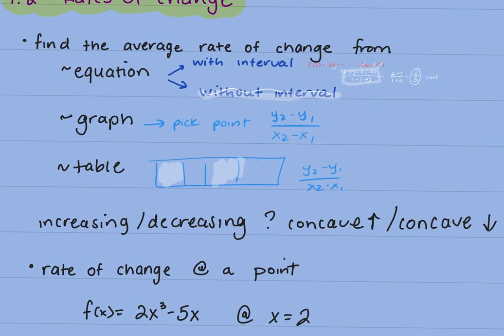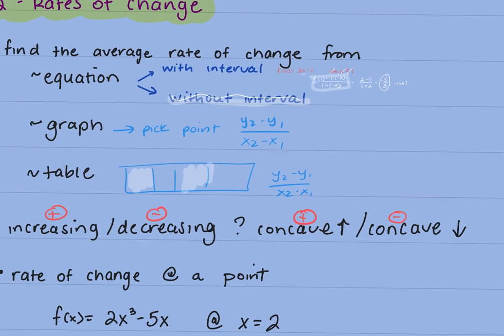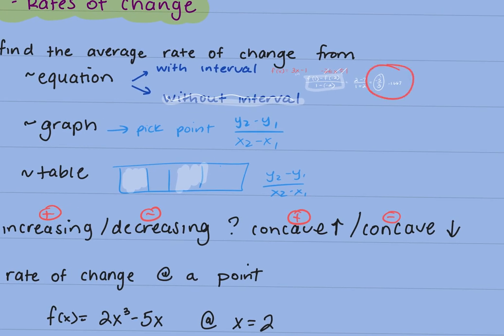It might also ask you if it is increasing or decreasing, the rate of change, not the actual graph, but increasing or decreasing, and if it's concave up or concave down. So if my rate of change is positive, that's when it is increasing or concave up. And if my rate of change is negative, that is when it's decreasing or concave down. So for this example up here, my rate of change would be decreasing, and the data would be concave down.